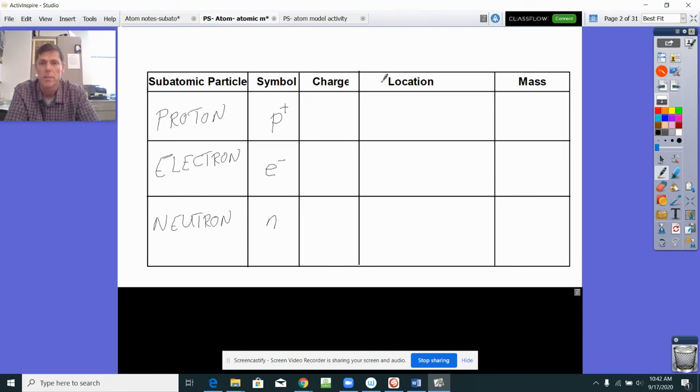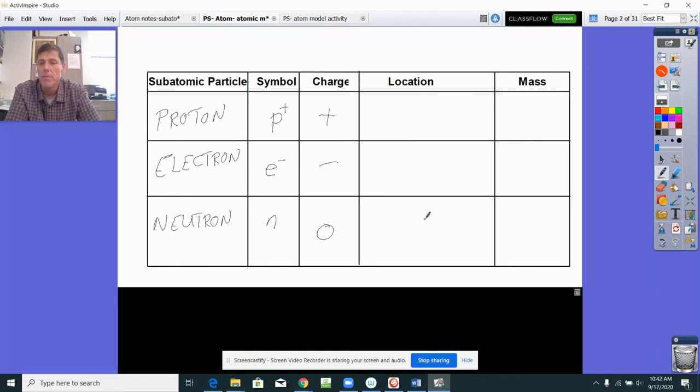Now, the charge. If we look at a proton, pro actually means positive. If you're pro something, that means you're for it. So a proton has a positive charge. Electron, if you look at the symbol, kind of gives it away. It's a negative. Neutron, the root of neutron is neutral. So we say it has 0 charge.